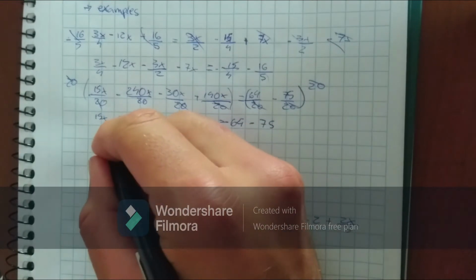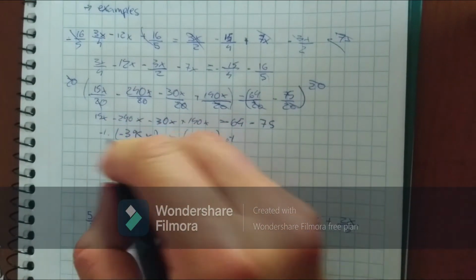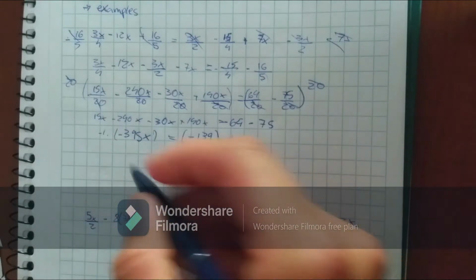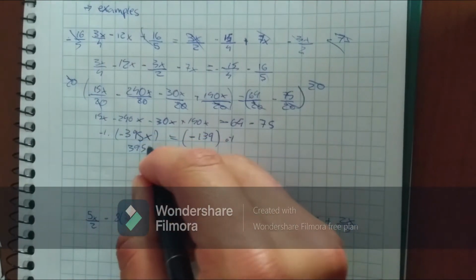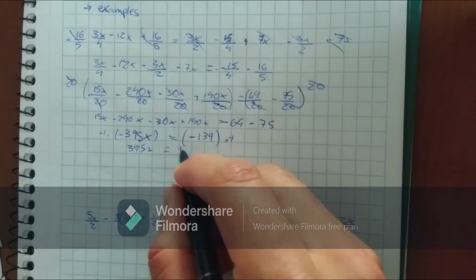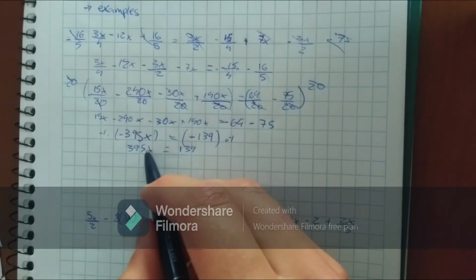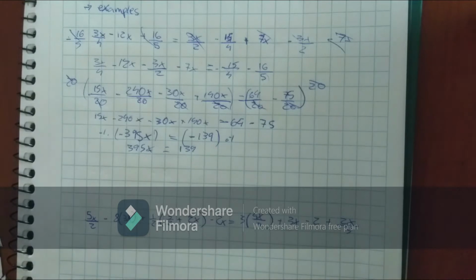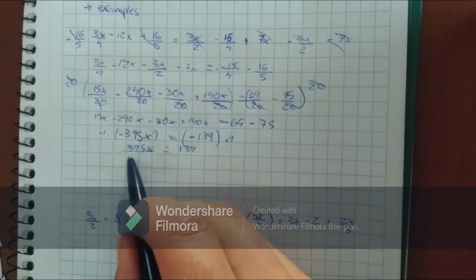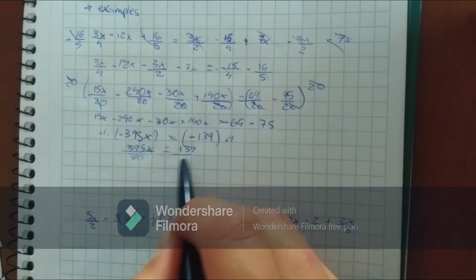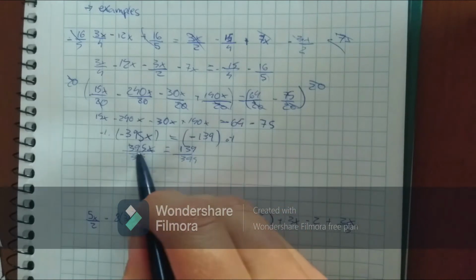Multiplied by negative 1, multiplied by negative 1. So negative 1 times negative 395x is just 395x. Same thing on the other side, so that's just 139. And now I have to isolate the variable. As we did in the very simple example of 2x equals 3, I'm just going to divide both sides by 395. And then I can cross these out.